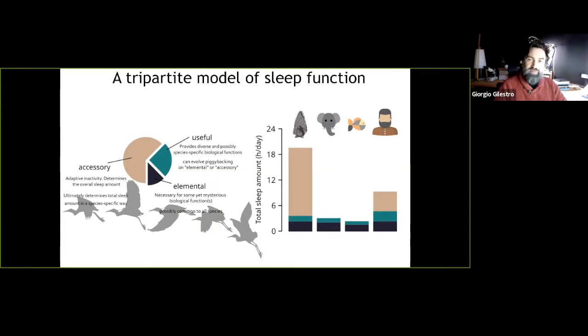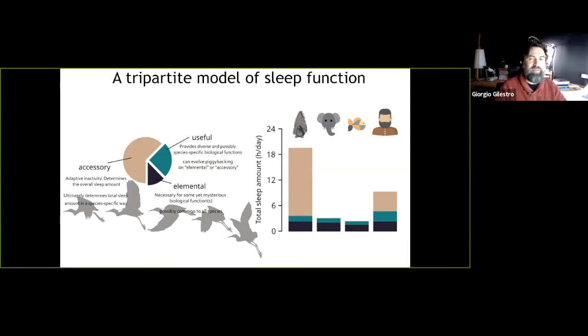The idea is that part of the sleep we have every night is elemental or basic. So that is the sleep that is associated to a major yet mysterious biological function. Think of this as something as fundamental as you can go when it comes to cell biology. DNA repair or whatever, cell membrane repair, or mitochondria clearance, or cleaning residues from tissue. So whatever it is that has a cell biological basis, this is probably a good guess for an elemental function.